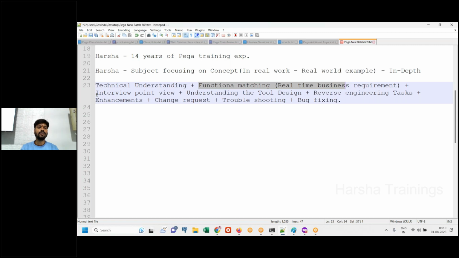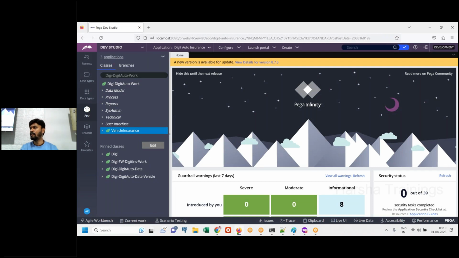And also from an interview preparation point of view, you should start building your mindset to understand each technical aspect from the interview point of view, from day one itself. Okay, and also understanding the design of the tool provided by Pega. This is the tool, I will tell you later about this tool. You need to know about the design of this tool as well.